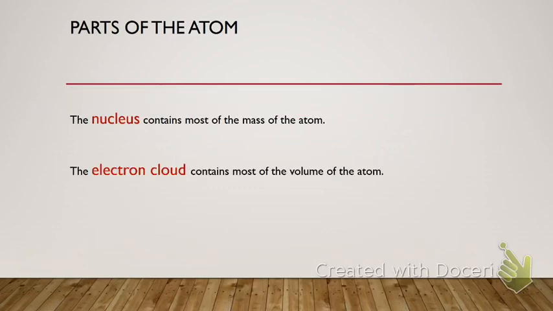So the nucleus contains most of the mass of the atom, but the electron cloud contains most of the volume of the atom. So an atom is mostly empty space. Just like this room is mostly empty space. Yeah, we got desks, chairs, people, but if you were to take all of it into account, it's mostly empty space. If you were to take into account that all the stuff that's made up of atoms are also mostly empty space, then it's really mostly empty space. That's deep.